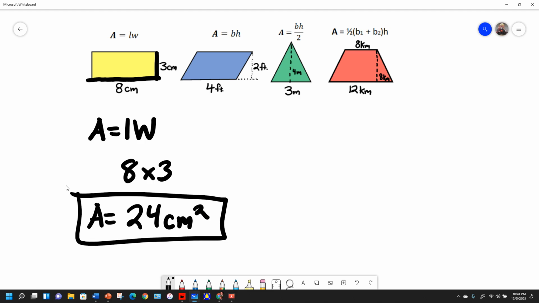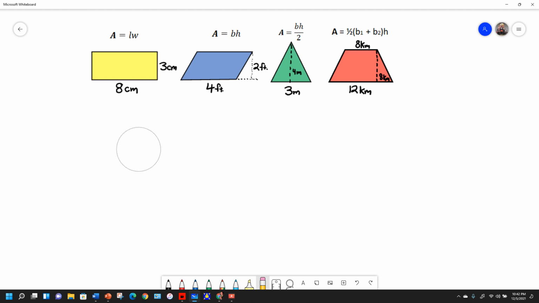Because literally what you're looking for with the area is how many squares you can fit inside of a shape. Square centimeters in this case, so the area of that is 24 centimeters squared. So I'll go ahead and write that down. 24, nice, neat. That's what we're going for. 24 centimeters squared.